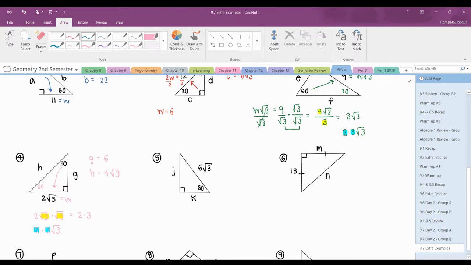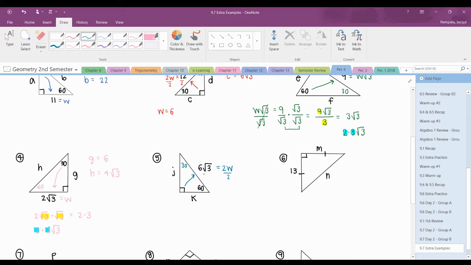All right, if we continue with the next one, notice that I'm giving you a 90 degree and a 60 degree, which means my missing angle is a 30. So we have another 30, 60, 90. Notice that the side they gave us is the hypotenuse, which is definitely not the shortest side. So remember, I'm going to take what the hypotenuse is and set it equal to what it represents, which is 2w. Now I have an equation where I can solve for w.